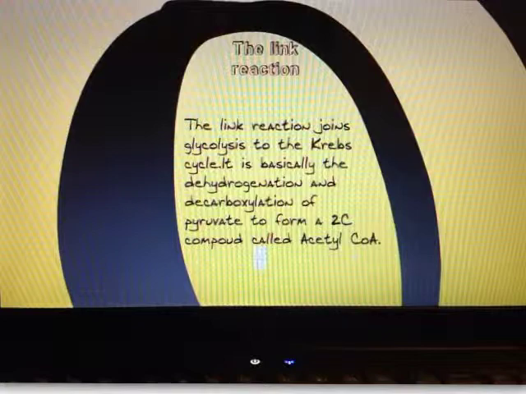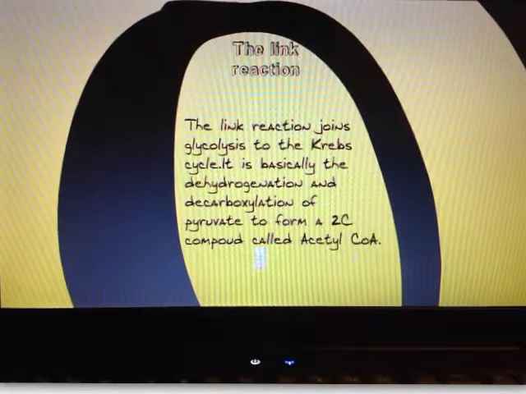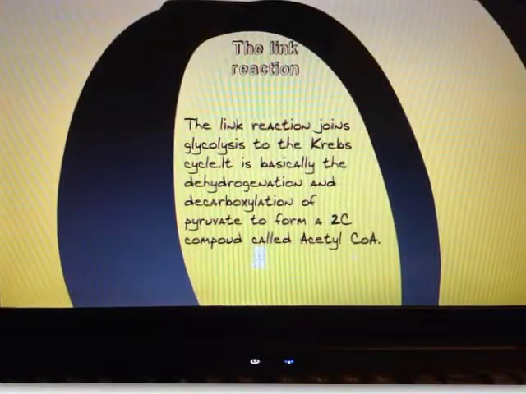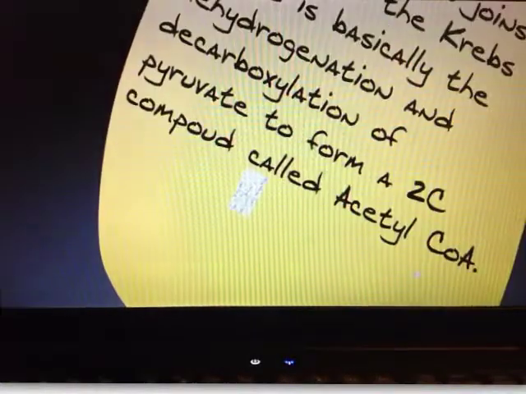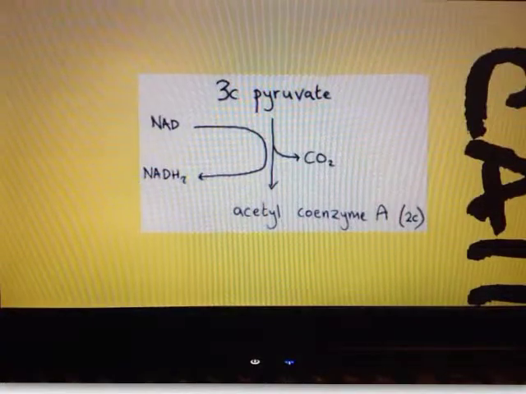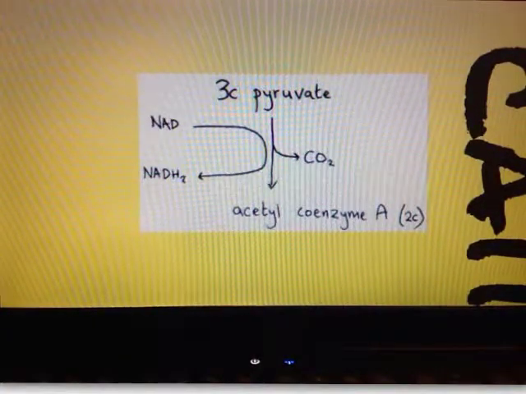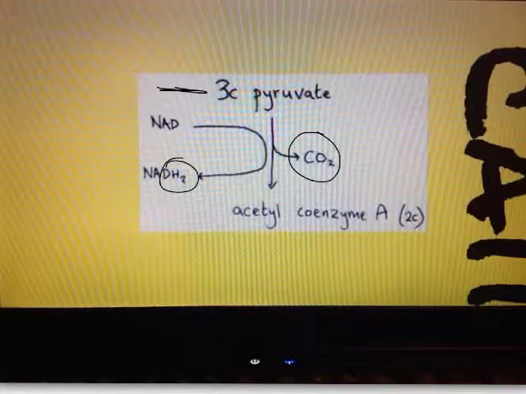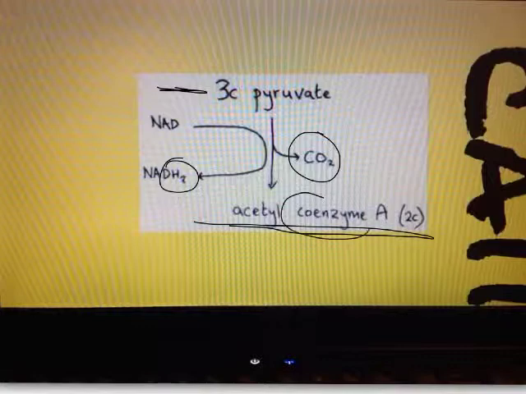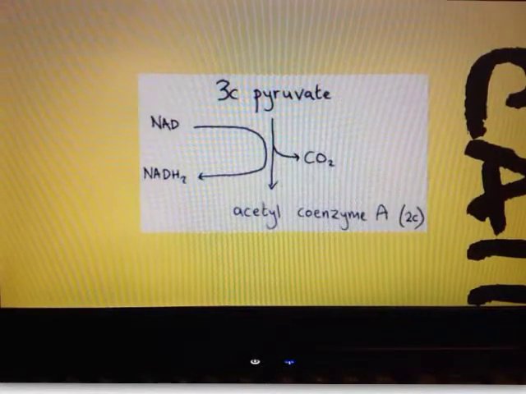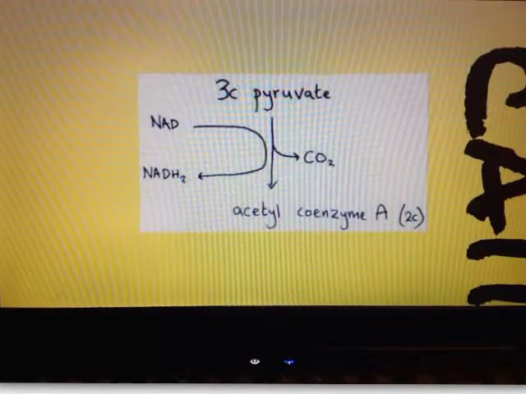And ultimately, what you're left with is a 2-carbon compound called acetyl coenzyme A. It looks something like this. So your pyruvate goes in here, 3 carbons. It's decarboxylated, dehydrogenated, and what you're left with is this acetyl coenzyme A. Coenzyme, it's an enzyme. It helps this reaction. It joins to this 2-carbon compound and forms acetyl coenzyme A, and ultimately that then feeds into the Krebs cycle, which I should be able to show you now.